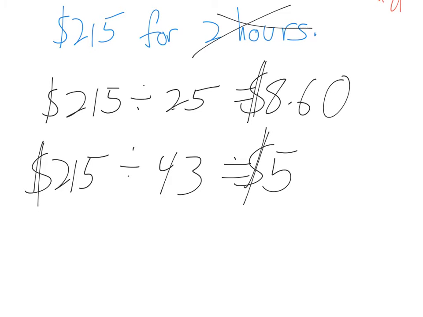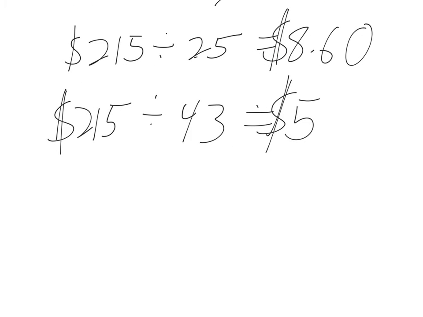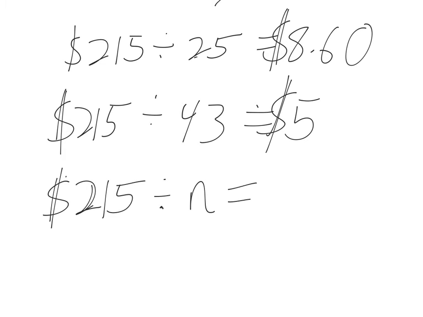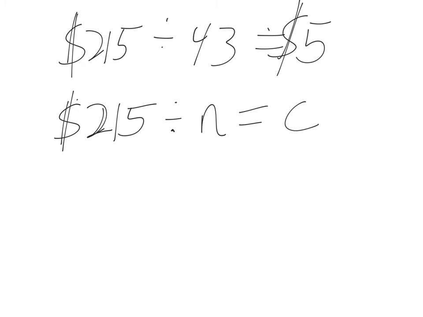All right, so now let's write an expression to show this. It's basically going to be your constant of $215 divided by the number of people, so we could call this N for number of people, and that's going to equal C, your cost. 215 divided by N is going to equal C. Another way that you might see this written is that division can be written as a fraction: 215 over N equals C. So $215 per however many people equals C. If there's one person, that person would have to pay $215, and that would be their cost.